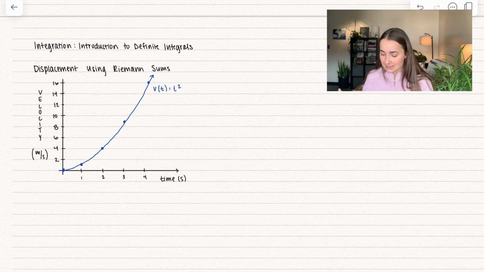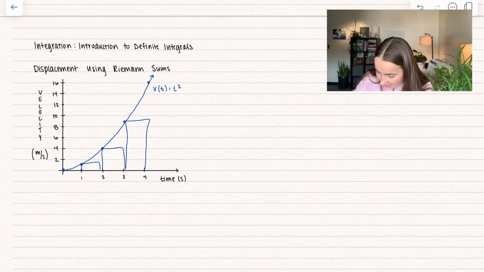So we have our x-axis represents the time in seconds, and the y-axis represents the velocity in meters per second. So when we use Riemann sums, we're estimating the area between the curve and the x-axis. So what I mean by that is that we can create rectangles between all of these portions, and this is going to give an estimate of the area underneath the curve. But what is this actually finding?